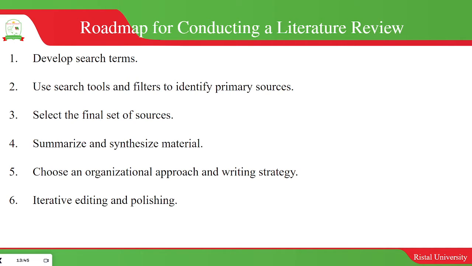And then point number 3 is you select the final set of sources. After identifying whether it is PubMed, whether it is Hinari, whether it is any other journal that you have a subscription to, or what we call open source journals. Open source journals are those that you don't really need a subscription for, but you can easily access the resources or the research articles on that journal. So you select those sources.